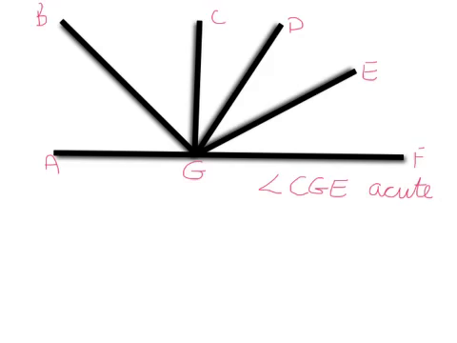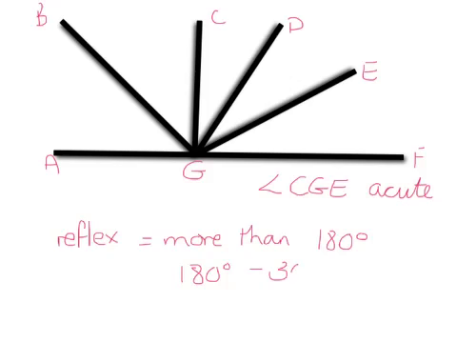It does get slightly more complicated than that, and this is when we introduce reflex angles. Reflex angles are angles which are more than 180 degrees. So they are between 180 degrees and 360 degrees. It's in that range. So if I wanted to find a reflex angle, I'm going to mark it on my diagram here.